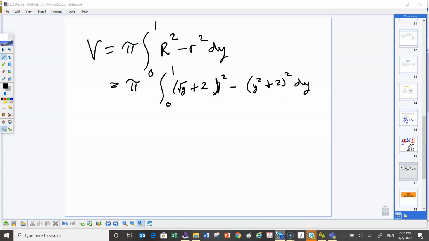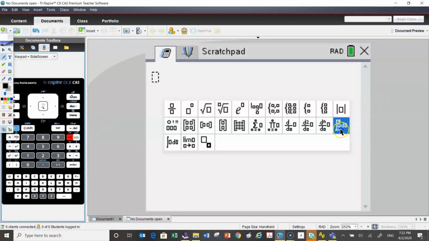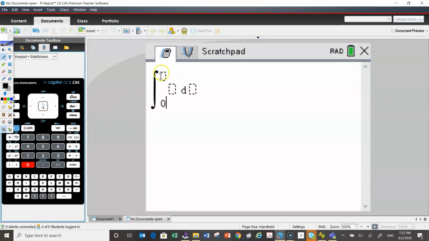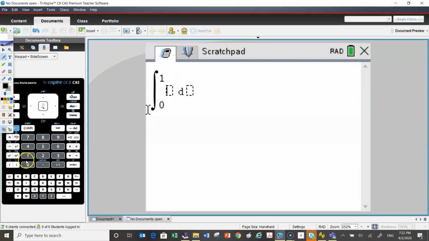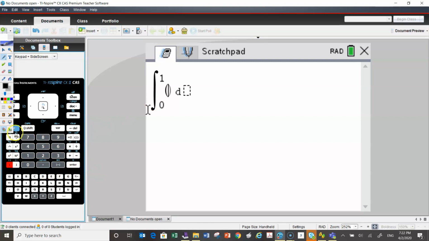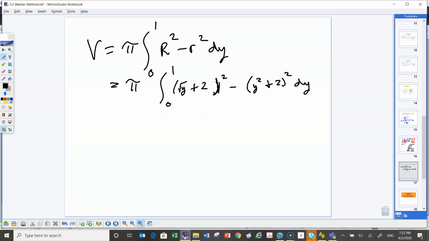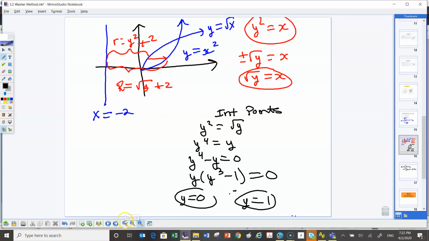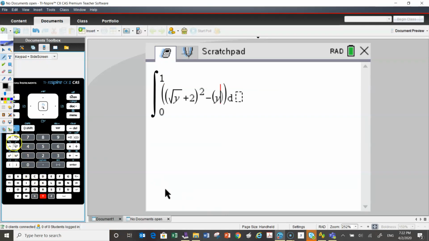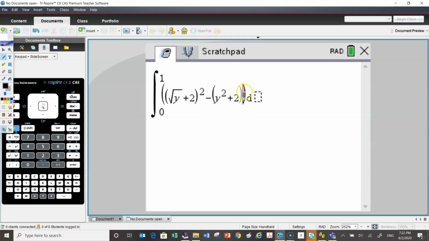Okay, so let's just punch this into the calculator and see what we get. I need to calculate a definite integral going from 0 to 1 of, open up my bracket, the square root of y plus 2, and I have to square that, minus, open up another bracket, y squared plus 2 from my lower radius, or smaller radius, yes, y squared plus 2. And I have to square that, and I am integrating this with respect to variable y.